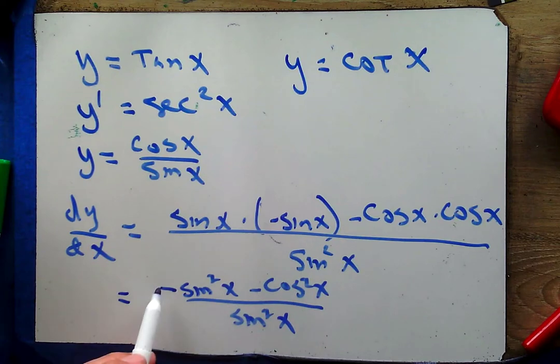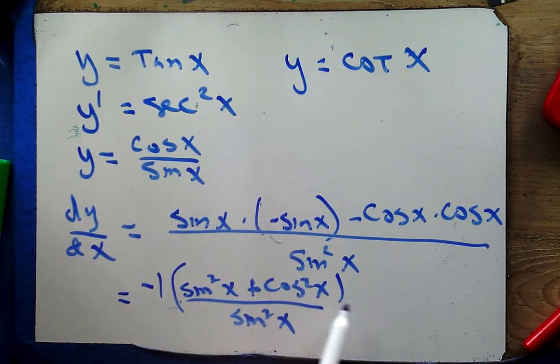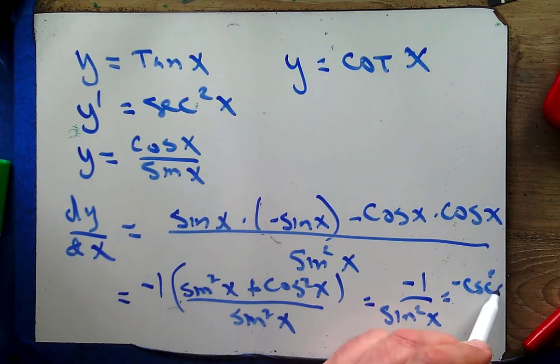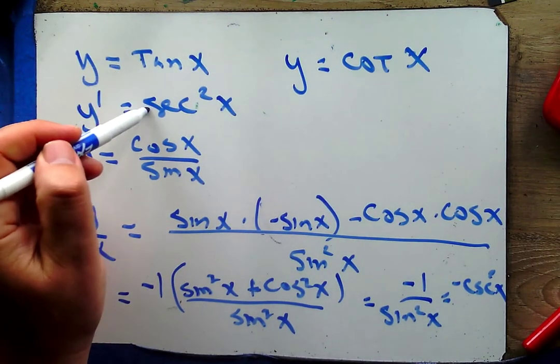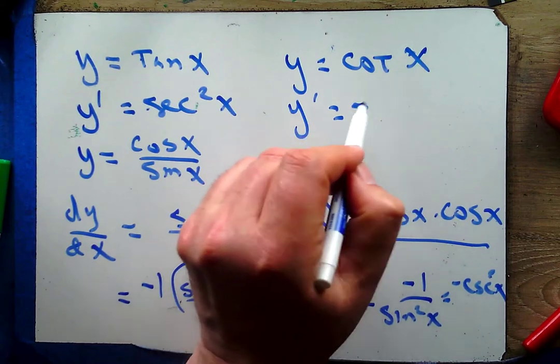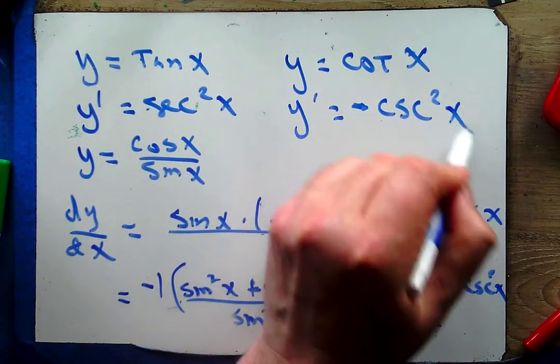And you see these negatives? Well, I could factor them out. And now what do I have up top? I have 1 times negative 1. So I have negative 1 over sine squared, which is negative cosecant squared. So the derivative of tangent was secant squared. The derivative of cotangent is negative cosecant squared.